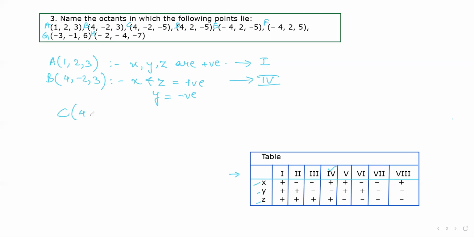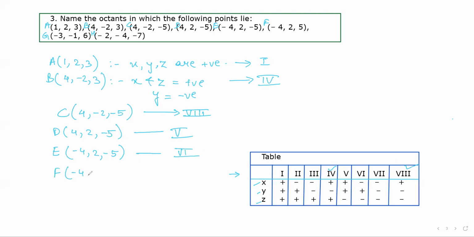C is 4, minus 2, minus 5. So plus, minus, minus. This lies in the 8th octant. D is 4, 2, minus 5: plus, plus, minus. This is the 5th octant. E is minus 4, 2, minus 5. This is minus, plus, minus, which is your 6th octant. F is minus 4, 2, 5. This will be your minus, plus, plus, which is your 2nd octant.